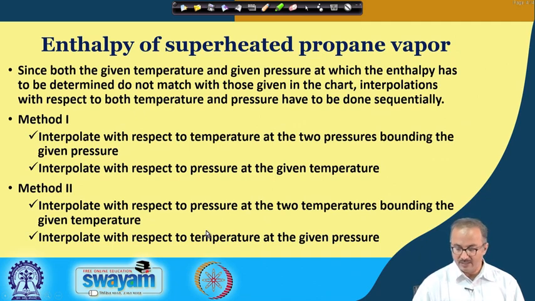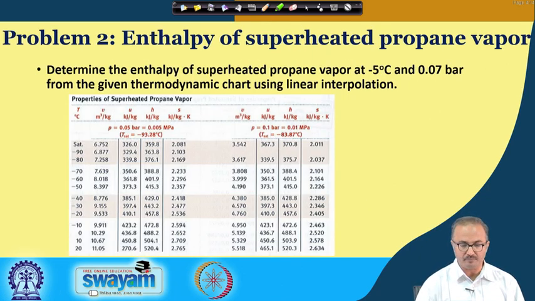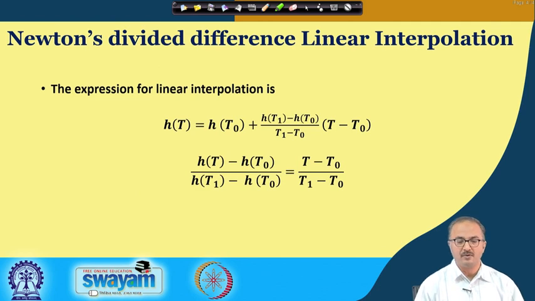That means first you find the value at 0.07 bar at minus 10 degree centigrade and 0 degree centigrade, and then with these two values, you find the value of the enthalpy at minus 5 degrees centigrade and 0.07 bar. So, let us see these two. Here we adopt, arbitrarily again, Newton's divided difference linear interpolation, and this is the interpolation formula.